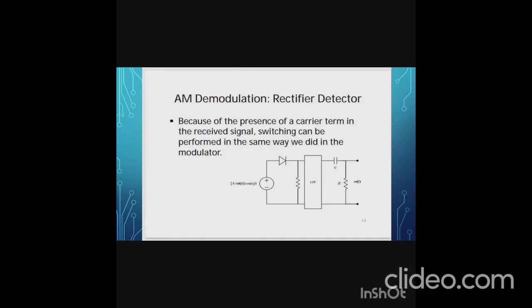The simple way of amplitude modulation is message signal plus carrier signal equals modulated signal. Both the message signal and the carrier signal are sine waves. Both combined with each other is called the modulated signal.